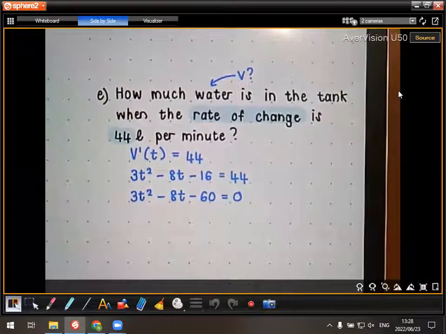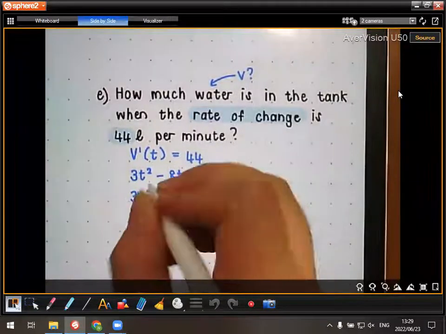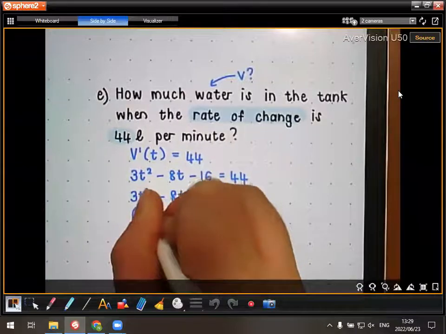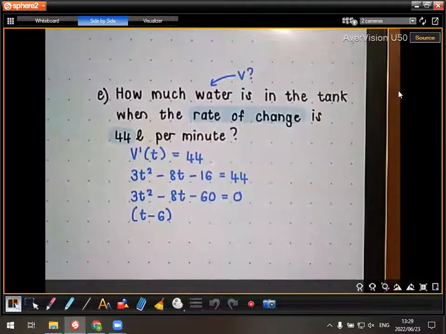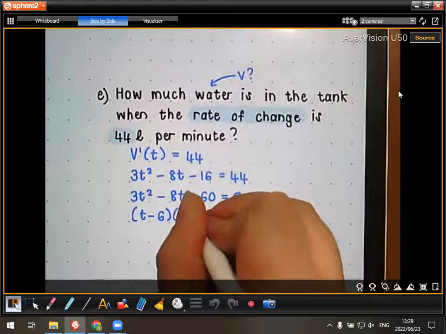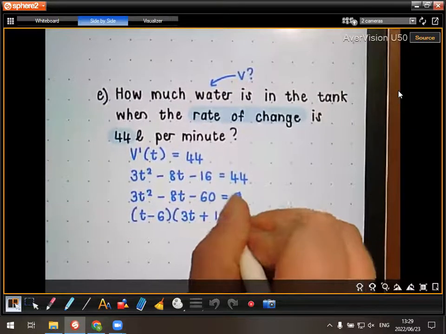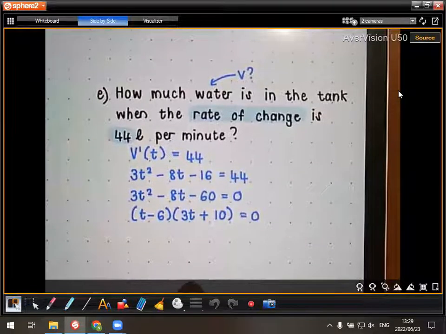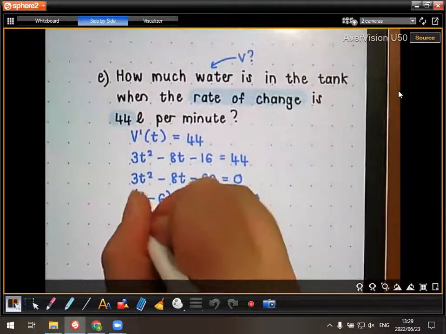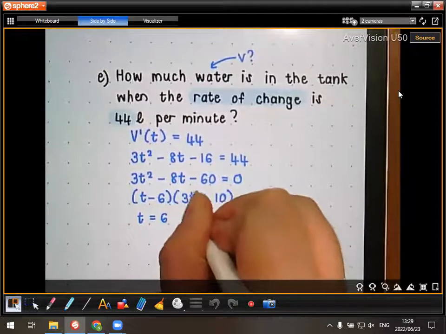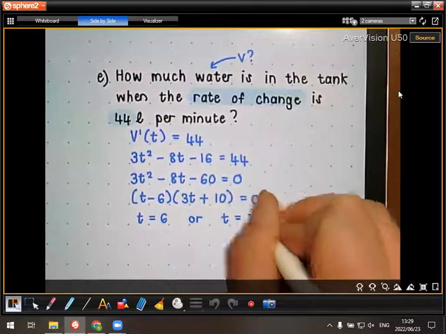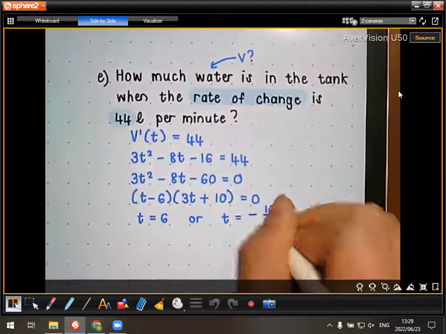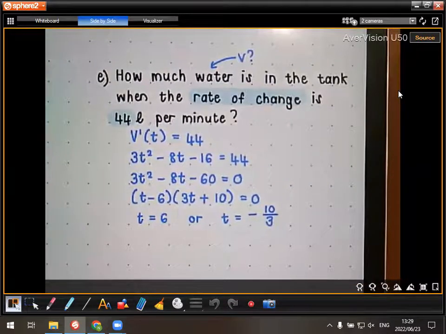Okay, so now you would use the quadratic formula or you would factorize. I'm going to factorize. And I'll tell you now what we are putting in those brackets. So we have t minus 6 and we have 3t plus 10. So t is either 6 or t is going to have to be negative 10 over 3. Are both of these answers valid?